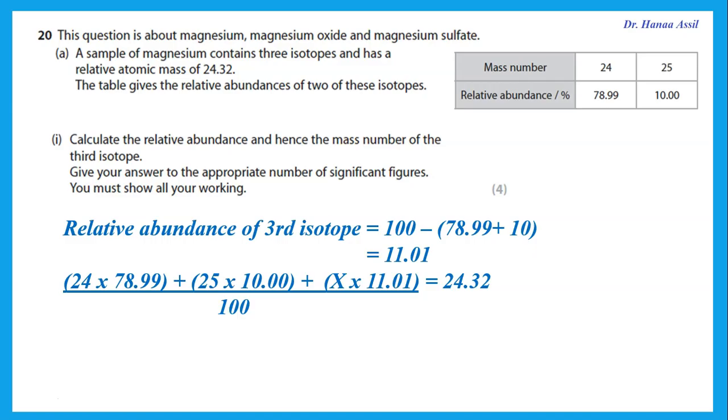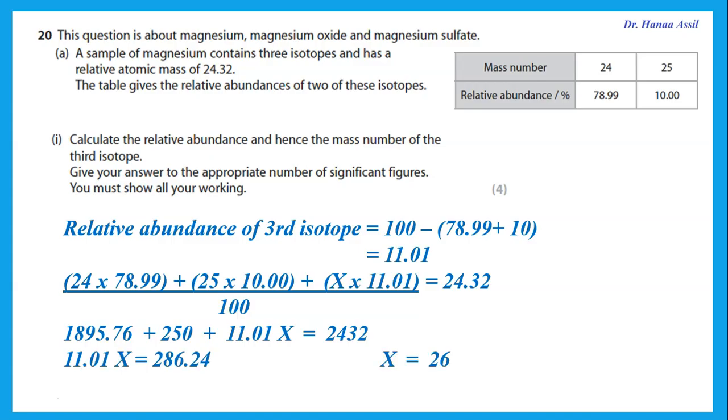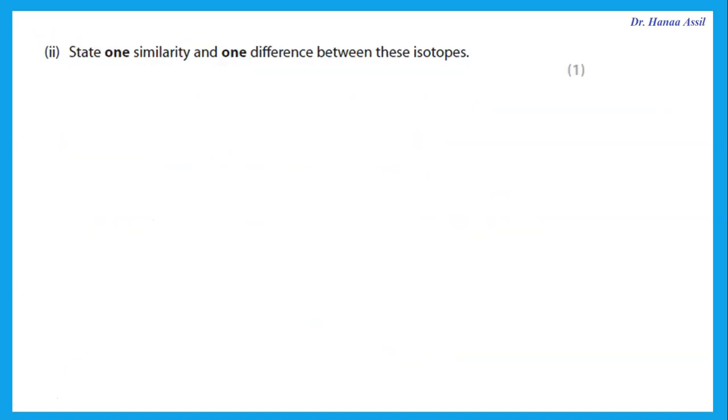24.32, so I'm just solving for x. So how do we solve for x? All of this is equal to 100 times 24.32. Solving for x, x comes out to be 26, and that means the mass number of the third isotope is 26.